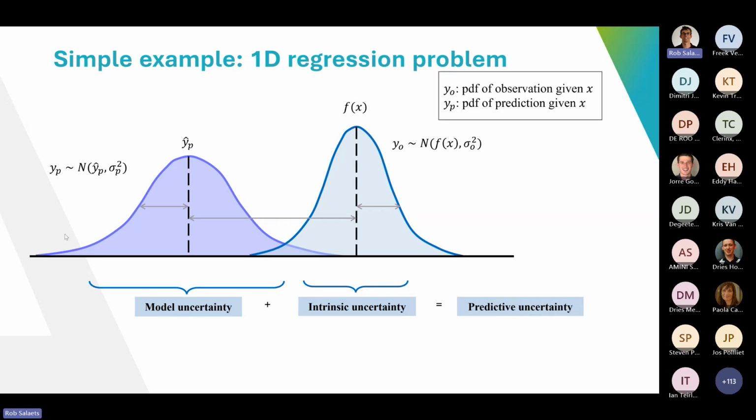And the model uncertainty, you can look at it from two angles. If you know about the Bayesian view on statistics, then it can express your current belief of where the function should be. And if it's very wide, then you're very uncertain. If this distribution is very narrow, then you're very certain of where it is.